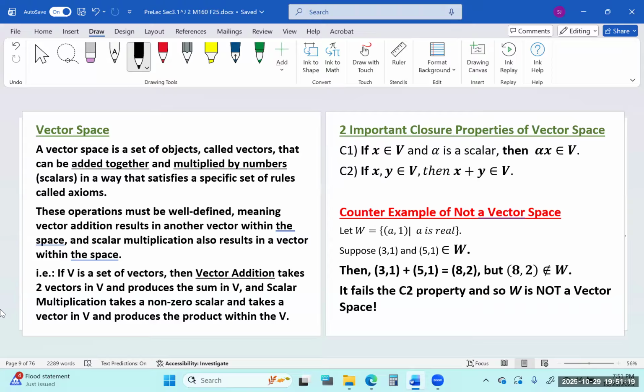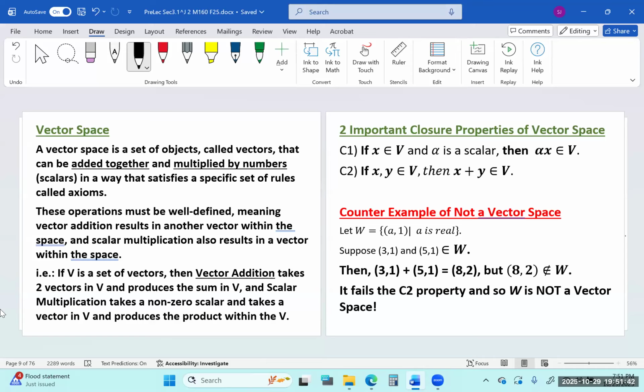So if you take any two vectors from your space, the first condition says add two vectors, the result will follow the same outline as the original space. How do you know that? They will give you the outline.